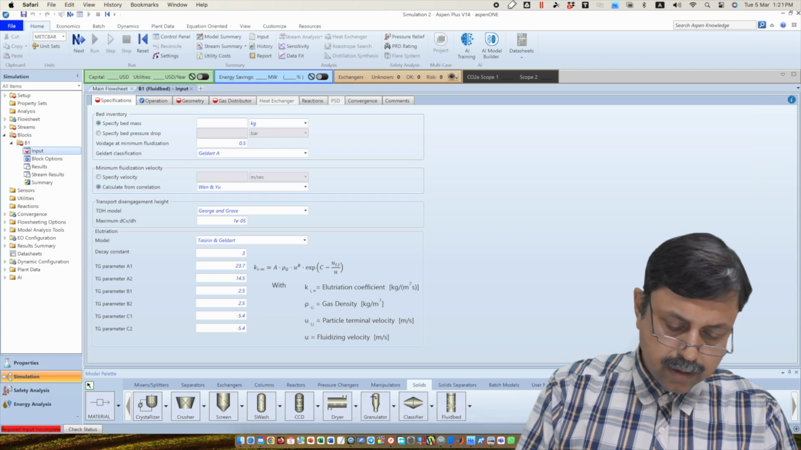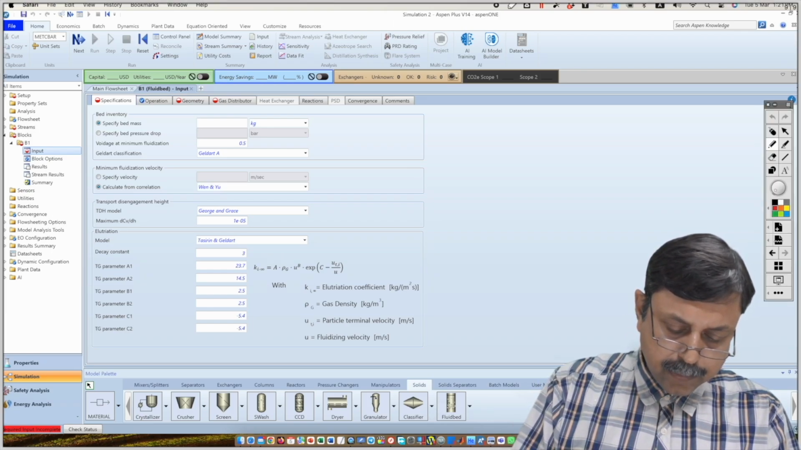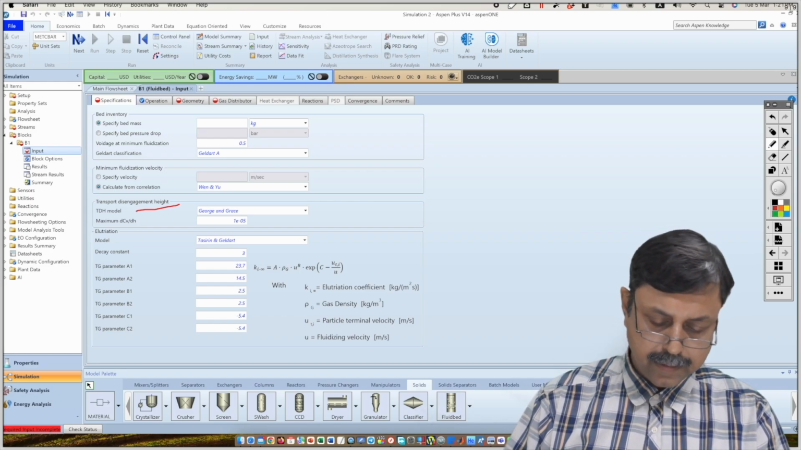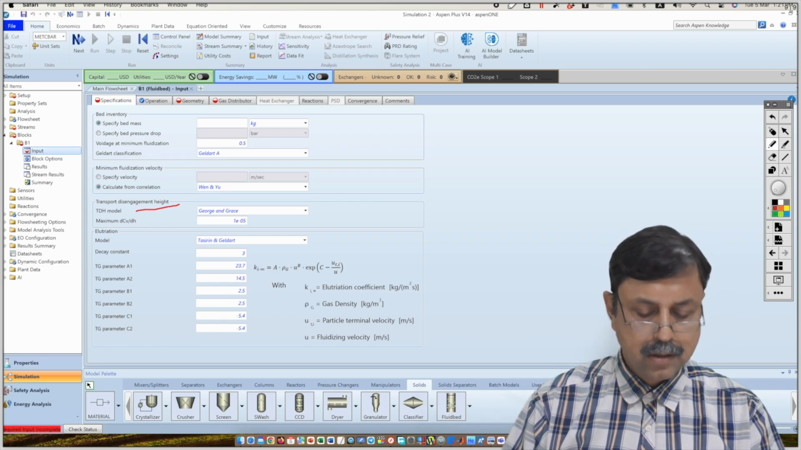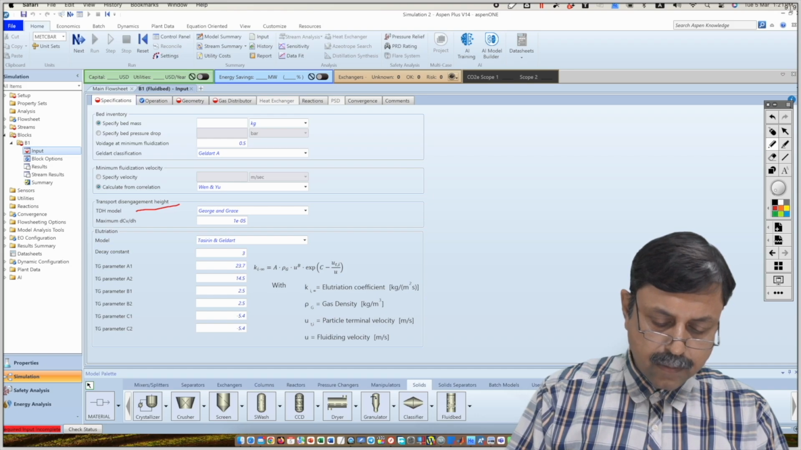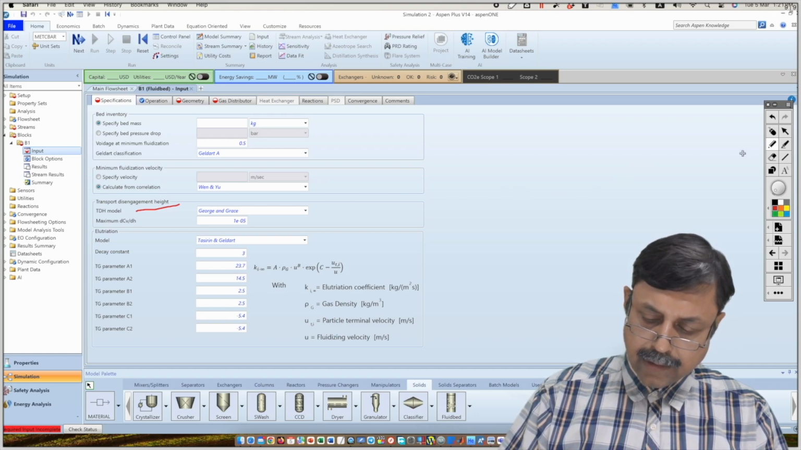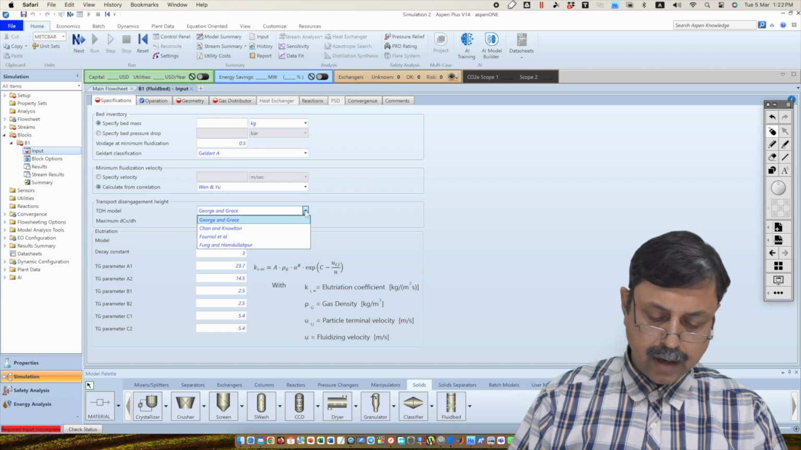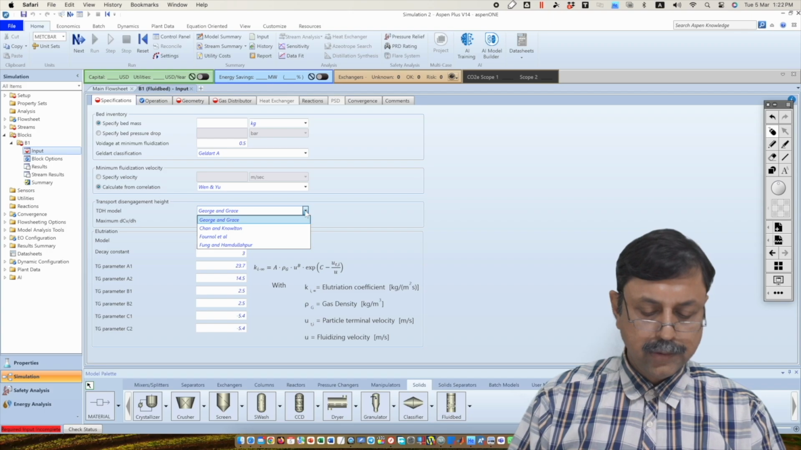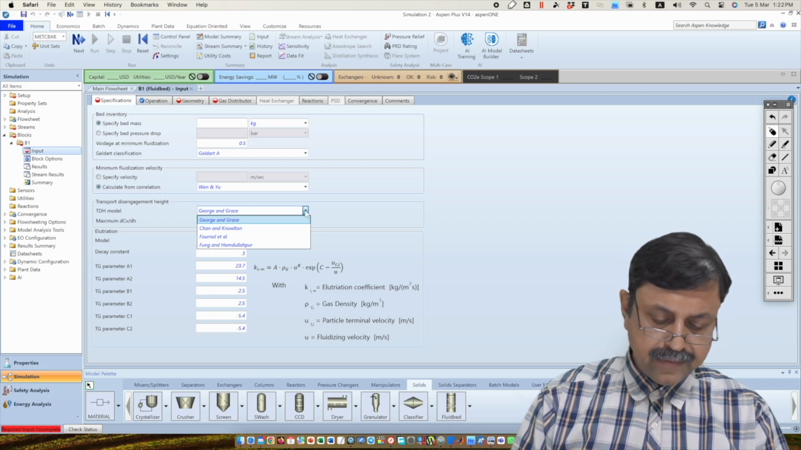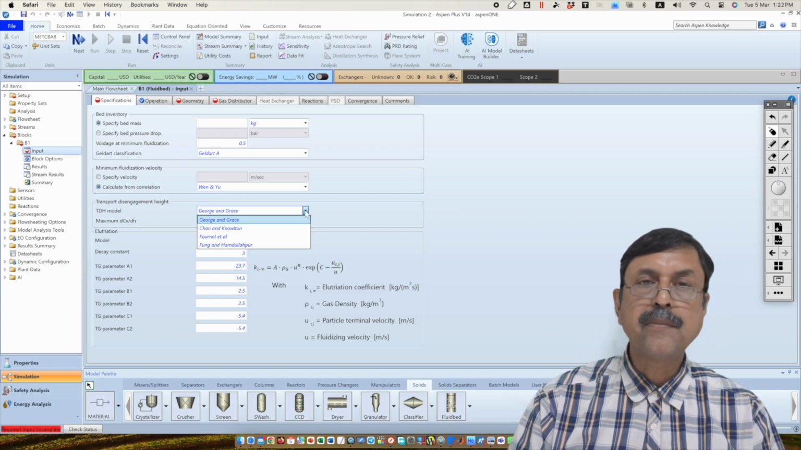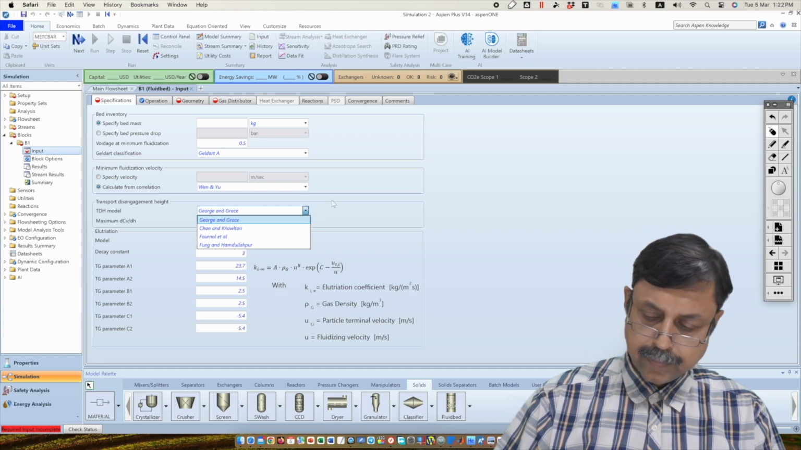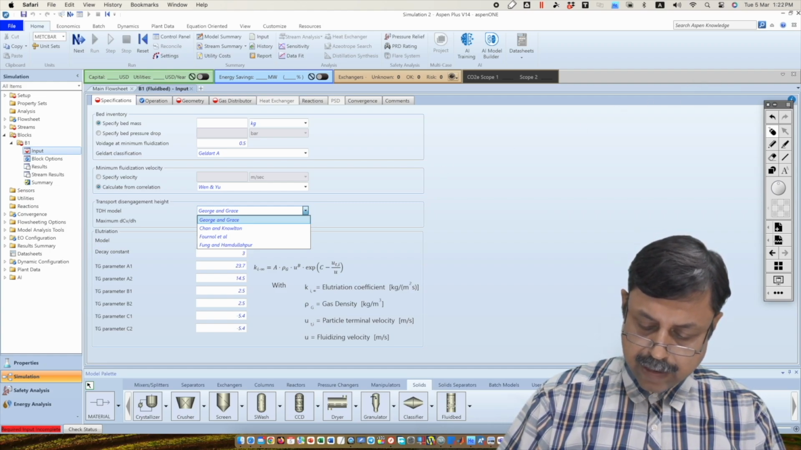And then the next thing is transport disengagement height. In short, it is called TDH. There are various TDH models over there, and these models are George and Grace, Chen and Knowlton, Fournol et al., and Fung and Hamdullahpur. So these are the four models there. But first we have to understand what the transport disengagement height is. Let us go back to the help file once again.